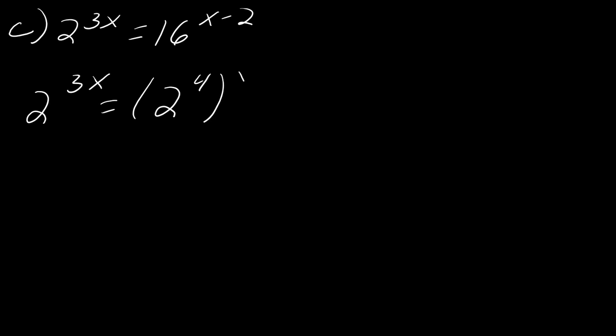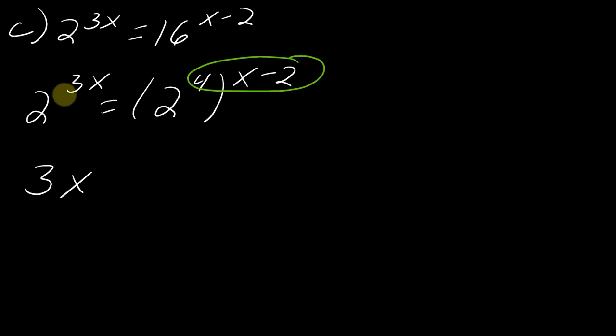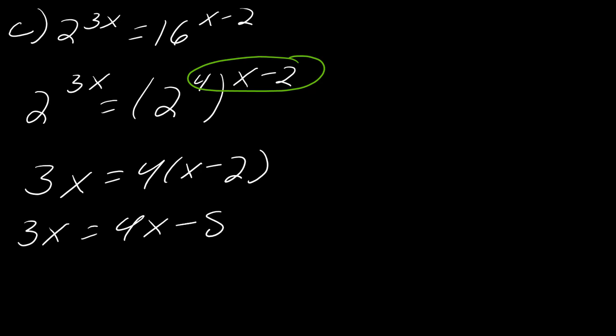And so when you do that, you want to preserve that other funky exponent. So you're going to set up a set of parentheses, and then you are going to multiply these together. So I'm going to have 3x, so I'm just going to take this exponent here and just put it down. And then this is going to be 4 times x minus 2. So now I can go ahead and distribute that. So that's going to be 4x minus 8. And then we just solve as usual.